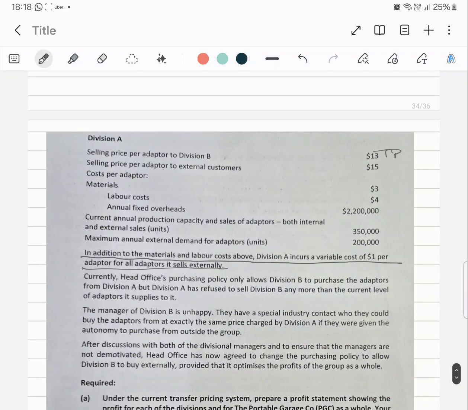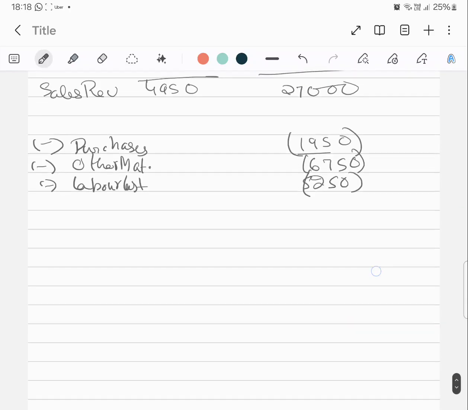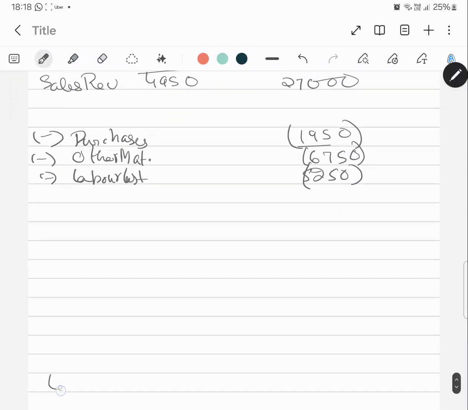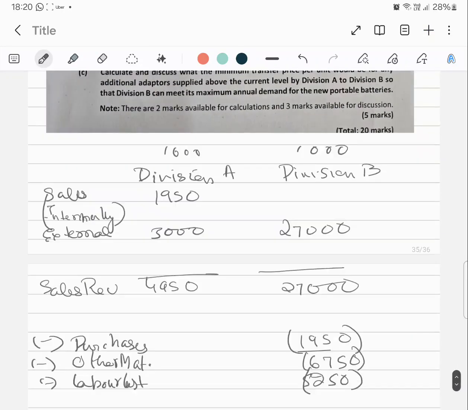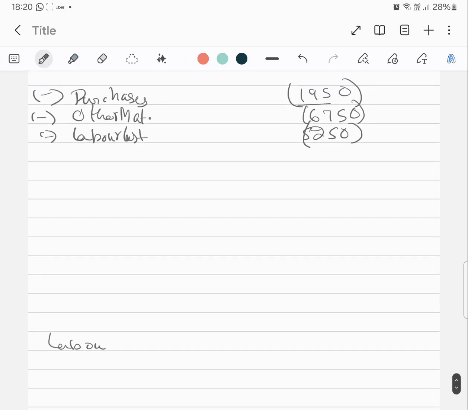Now what is the labor cost for division A? This is 4 into 2 lakh, that is 800. Let me see over here, the labor cost.